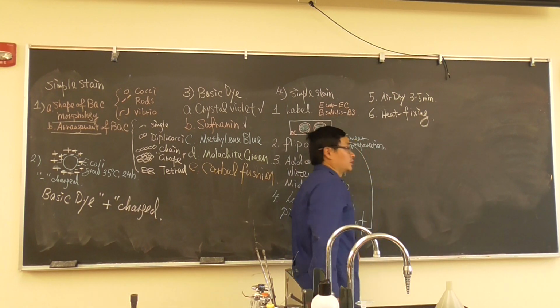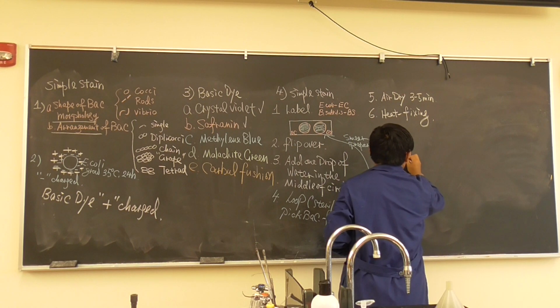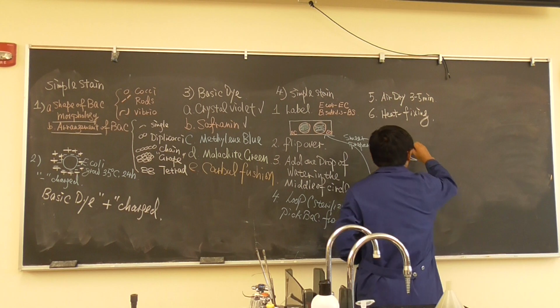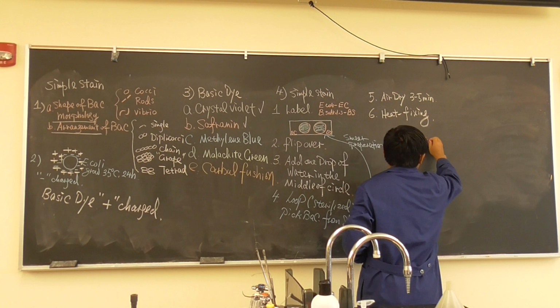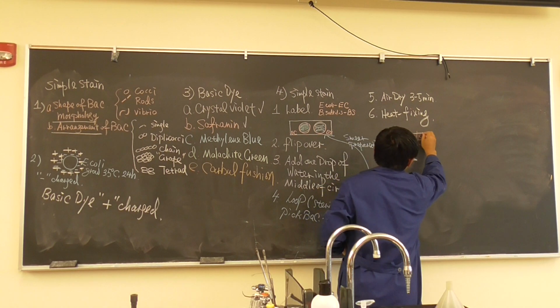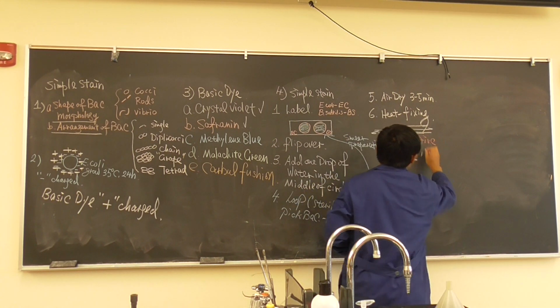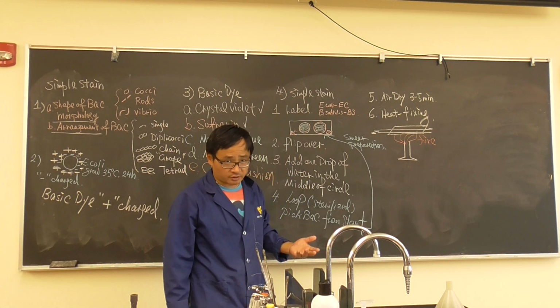What do I mean by heat fixing? Okay, I have a Bunsen burner right here. The Bunsen burner has a fire. I'll show you how to do it. Then your slides will go back and forth over the Bunsen burner a couple of times to do the heat fixing.